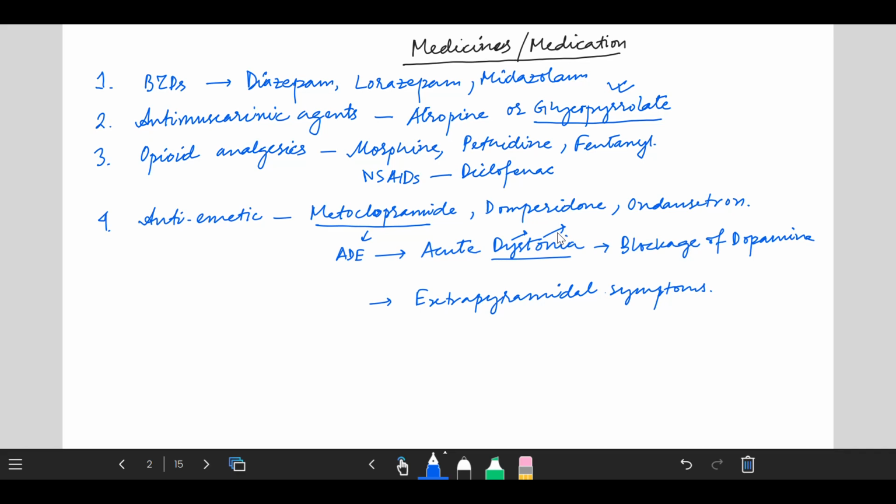Now, what are the extrapyramidal effects? Extrapyramidal effects are produced due to impaired motor control or dysfunction of the basal ganglia. Keep in mind, when the effect is related to the voluntary system, that is a pyramidal effect. When it is related to the involuntary system, that is an extrapyramidal symptom or effect.